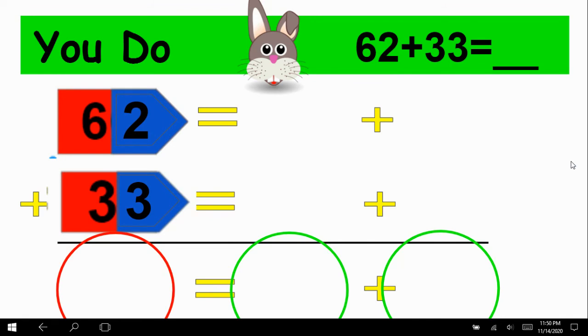Now we have a you do. Boys and girls, this is your opportunity to show what you learned. You do 62 plus 33. When you're ready, I want you to pause this video and work this problem. When you are finished solving this problem, then you can click resume play, and I'll be here and we'll check your answer.